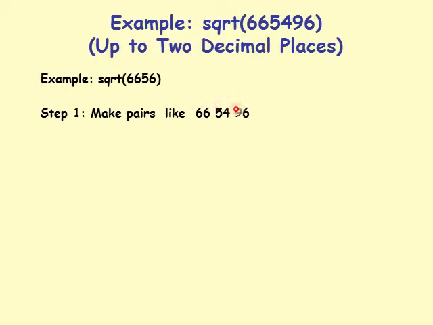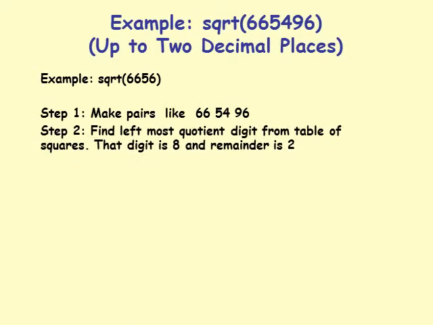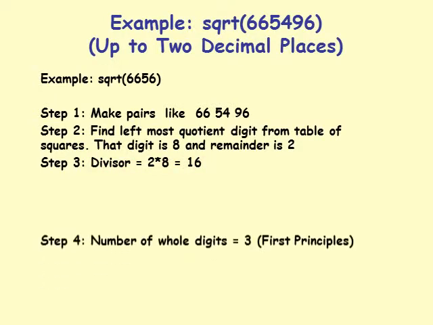We make pairs here, like 66, 54, 96. 3 pairs, so they mean 3 digits before the decimal point, and that's 3 whole digits of the answer. Find the leftmost quotient digit from the table of squares. That digit is 8, since the square root of 66 is 8 as a whole number, and then the remainder is 2. Let's continue here. So the divisor is 2 times 8, which is equal to 16.